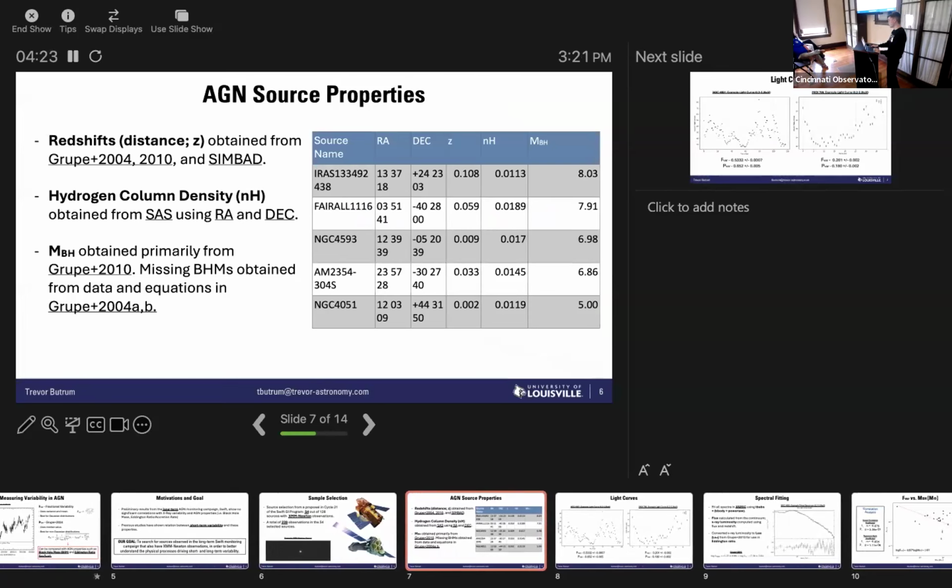I got the hydrogen column density, which is needed for the spectral modeling. I got it from SAS using the RA and Dec of the source. So you basically just input the RA and Dec of the source, and it gives you this column density. And I did that for each of the sources.